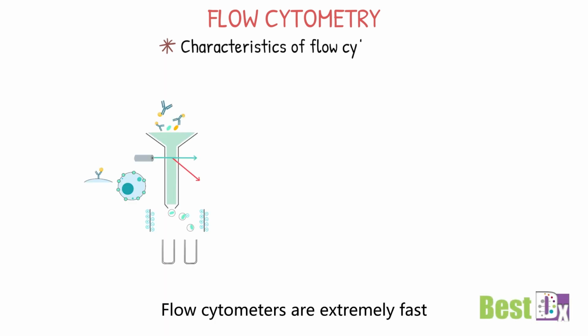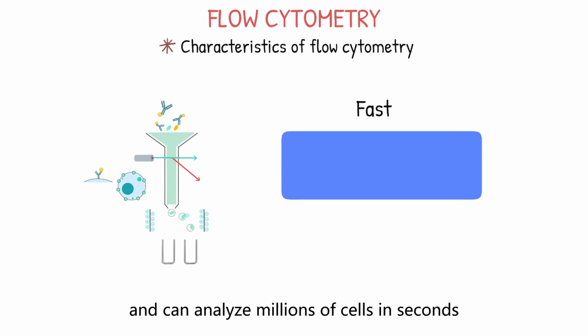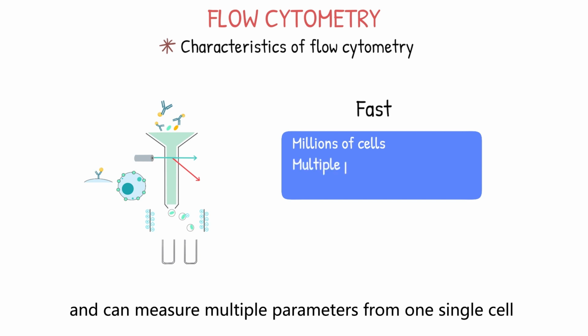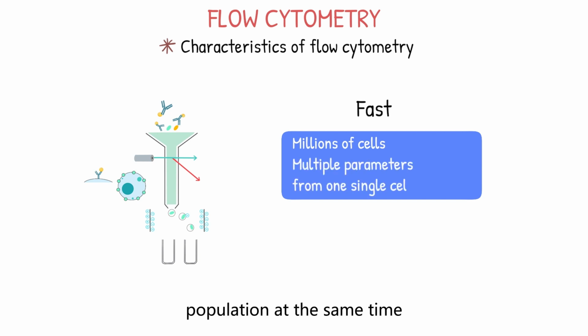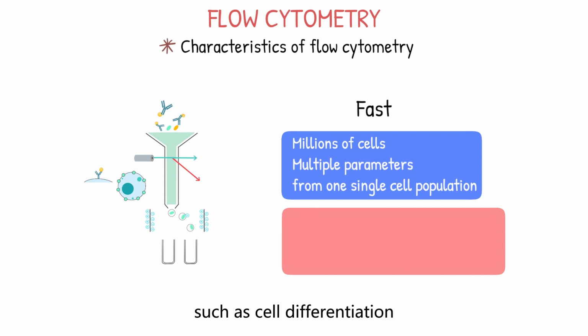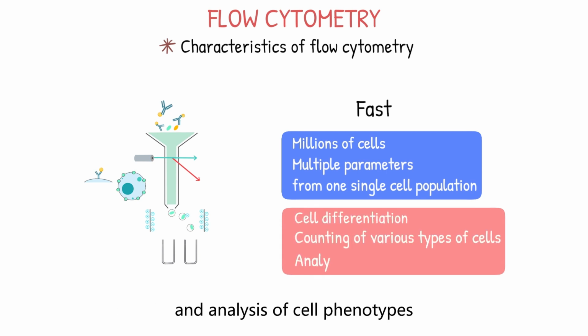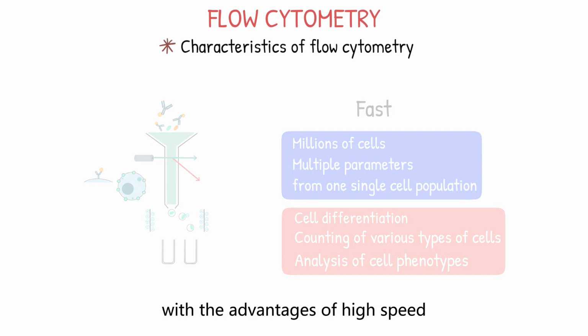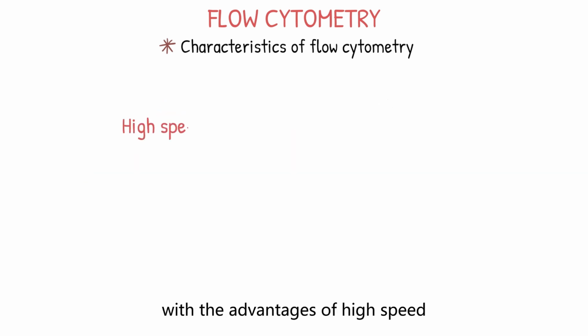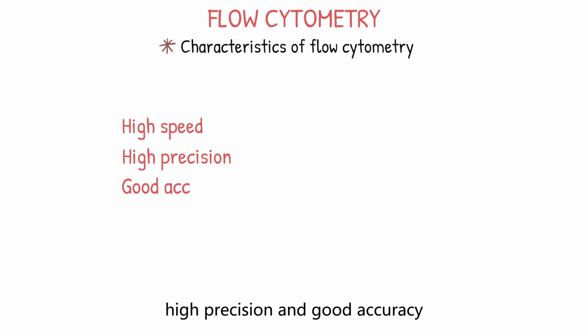Flow cytometers are extremely fast and can analyze millions of cells in seconds and can measure multiple parameters from one single cell population at the same time, such as cell differentiation, counting of various types of cells, and analysis of cell phenotypes, with the advantages of high speed, high precision, and good accuracy.